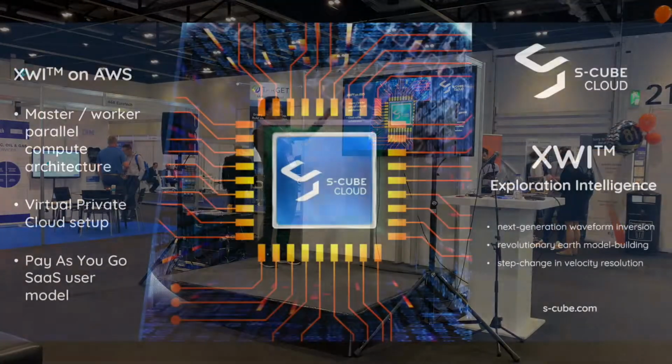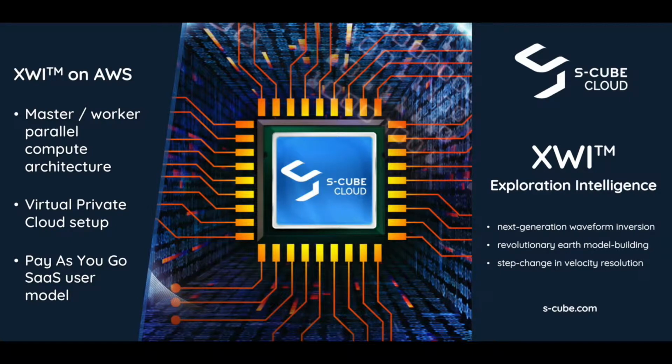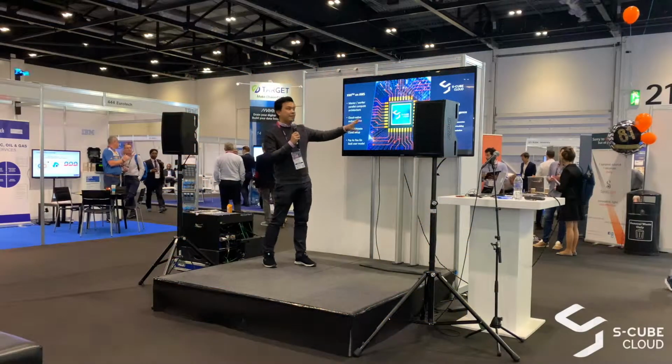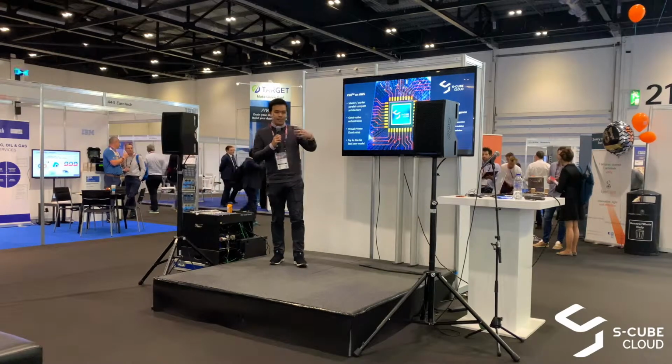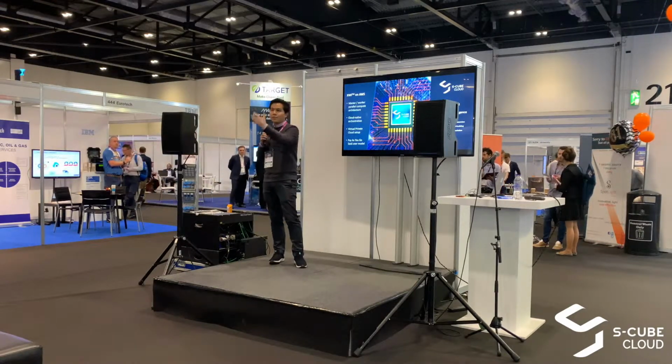Now, what enabled us to run on AWS is that we already have a master worker parallel compute architecture. We were quite fortunate in our initial architecture of the underlying XWI code, in that it already runs on a schedule with a lot of different workers that could come in and out.